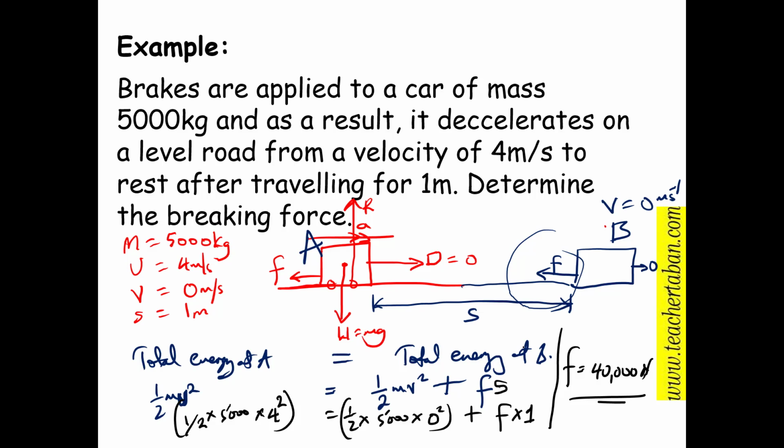So whenever using the work energy theorem, simply say that the total work or total energy at A is always equal to total energy at B. If there is only one force, which is the resultant force, then you can simply say that the change in the kinetic energy of the body is always equal to the work done by that force F. That is what we can do using this.